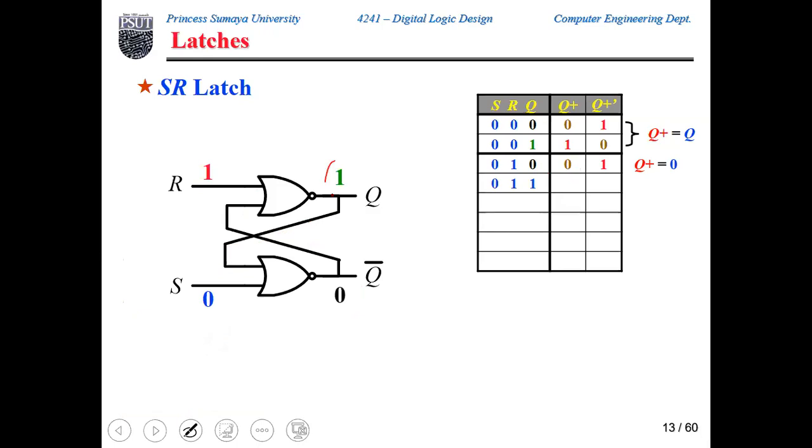So if the stored value is 1, and we set R to 1 and S to 0, what will happen to Q? Let's try. 1 or 0, 1, complement 0. Okay. And then 0 or 1, 1, complement 0. So this will be changed to 0. Initially, when we analyzed it, it gave 0, but when we go backwards, it will also become 0. So 0 now goes here, 0 or 0, 0, complement, this will become 1.